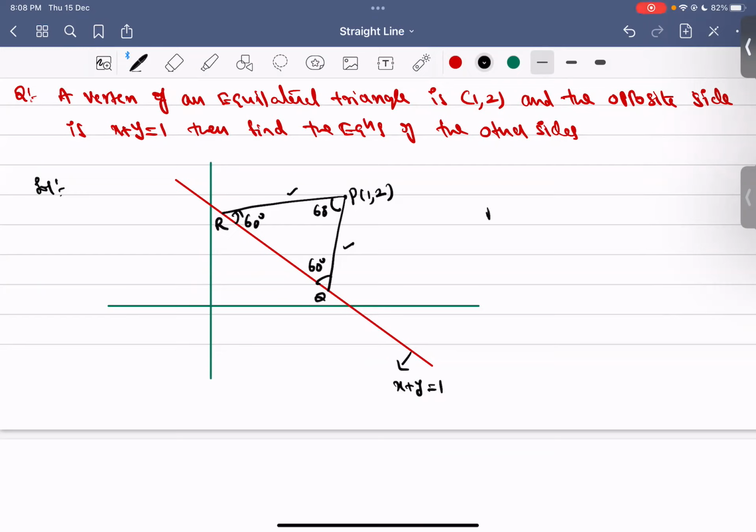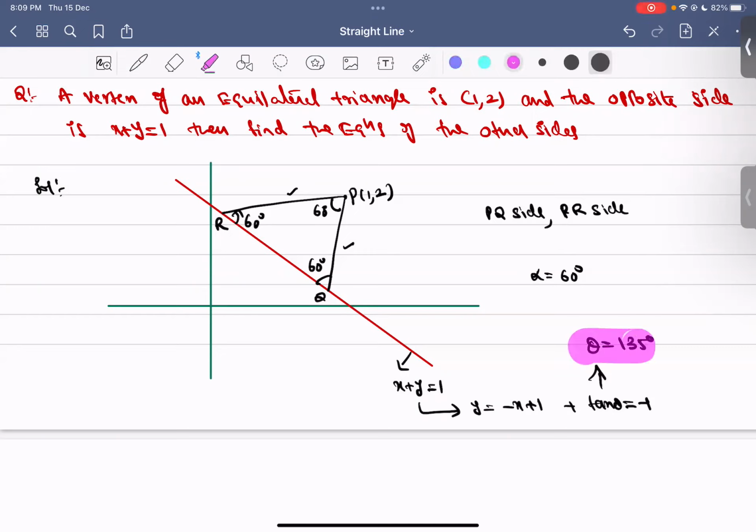Therefore, the question is what? The equations of the PQ side and the PR side are being asked. So the same concept: the point (x1, y1) is (1, 2), and alpha is 60 degrees. What is theta? This line is y equals minus x plus 1, so tan theta equals minus 1. Therefore, theta is 135 degrees, and alpha is 60 degrees.